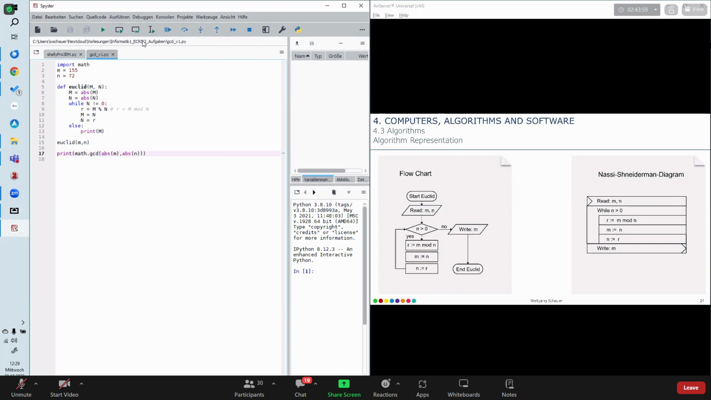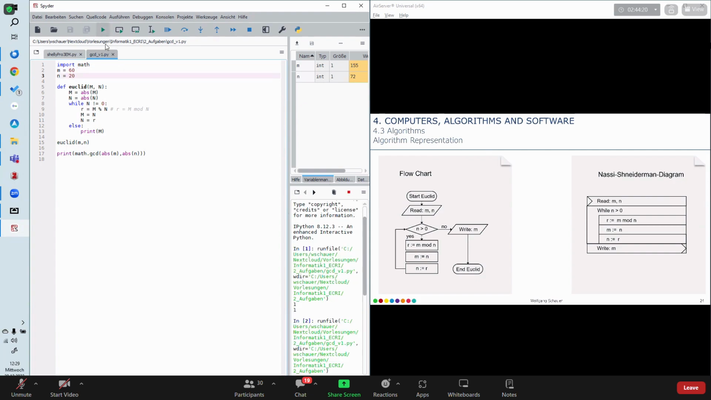And if I'm now executing here the code, you're seeing the greatest common divisor of 155 and 72 is 1. Once calculated by my self-created function, once calculated by the implemented function. And if you're changing the values to 60 and 20, then the greatest common divisor is 20.